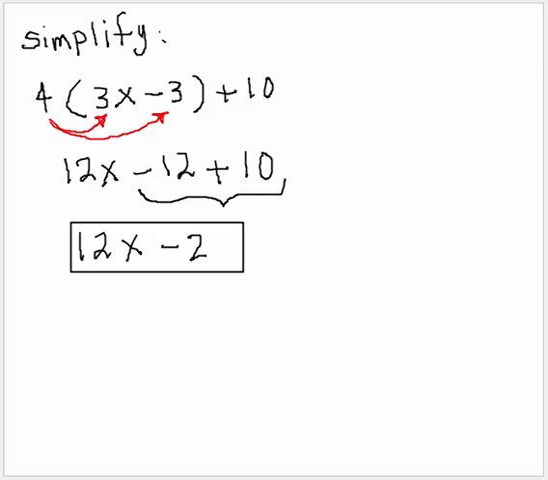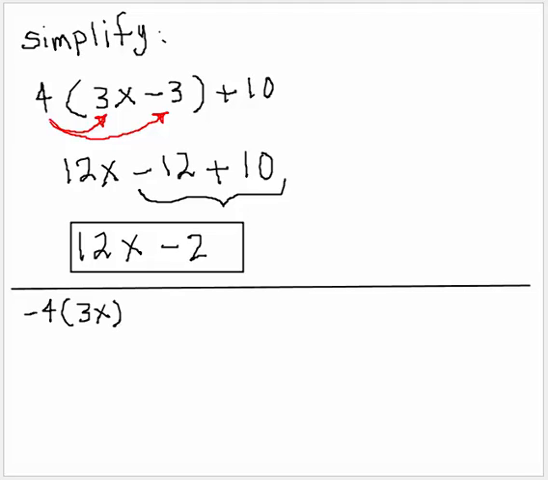Let's go ahead and take a look at the other one right next to this. Here we have minus 4 times 3x, then we have minus 5 plus 2 times 5x minus 7. Well, to simplify this, we also have to distribute.